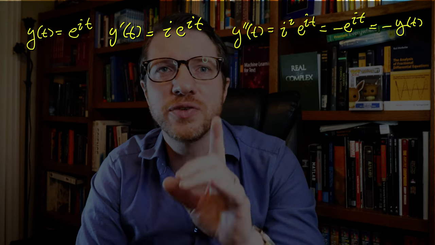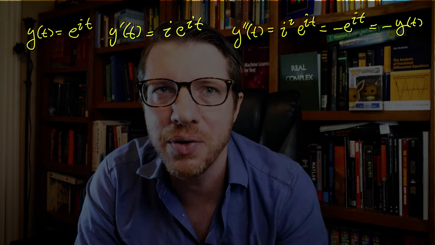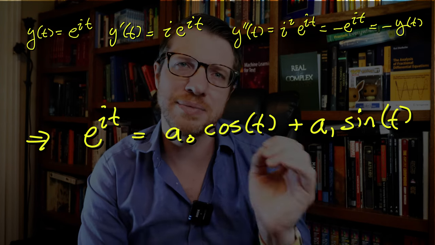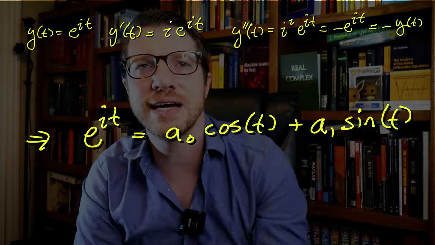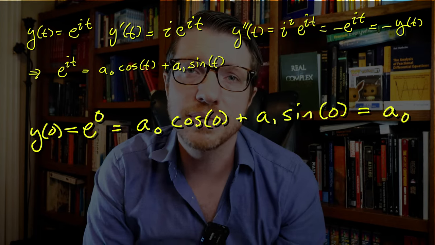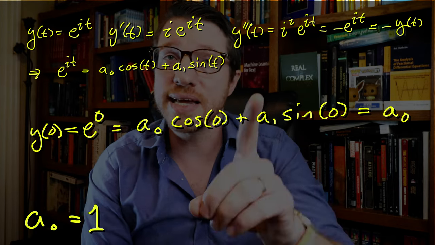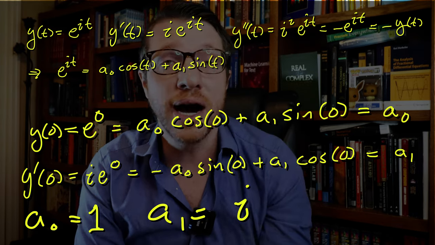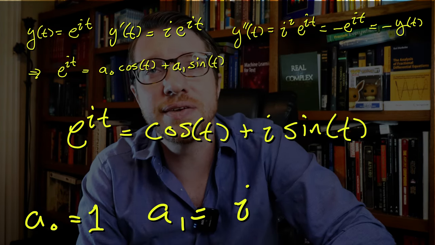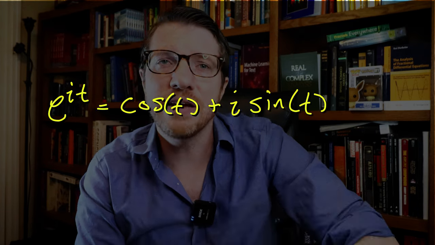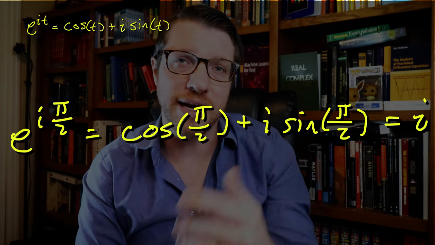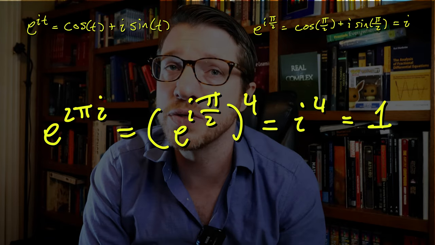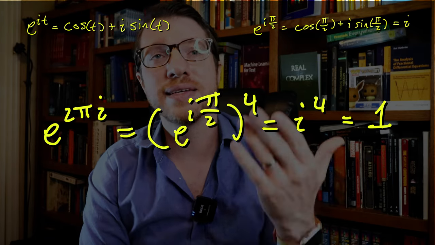And since the exponential function is representable through a power series, we get that e to the it must be equal to a0 times cosine of t plus a1 times sine of t. Setting t equal to 0 here gives a0 equal to 1, and setting t equal to 0 in the derivative gives a1 equal to i. So e to the it is equal to cosine of t plus i sine of t. It follows that e to the i pi over 2 is equal to i, and if we take the fourth power of both sides, we get e to the 2 pi i is equal to 1.